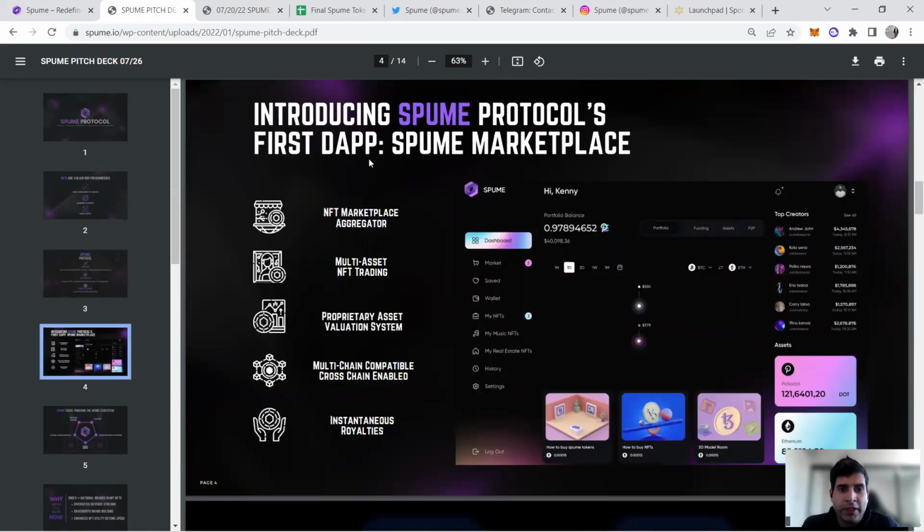So the Dapp looks something like this. It has the NFT marketplace aggregator. It has the multi-asset NFT trading. It has a proprietary asset valuation system. It's got the multi-chain compatible enablement. And it's also having the royalties for people to have a look at.